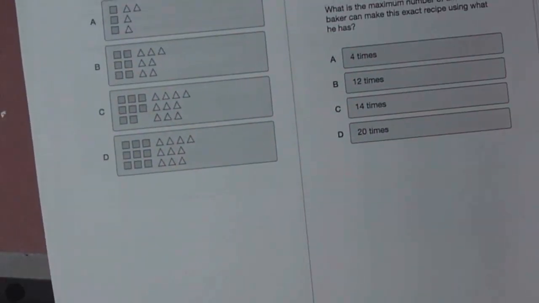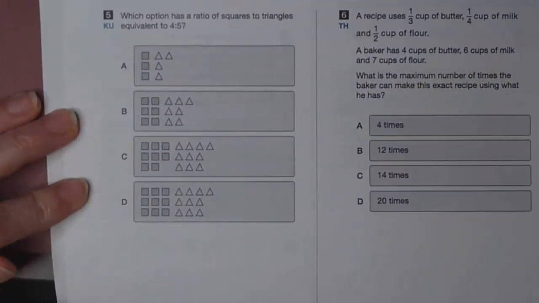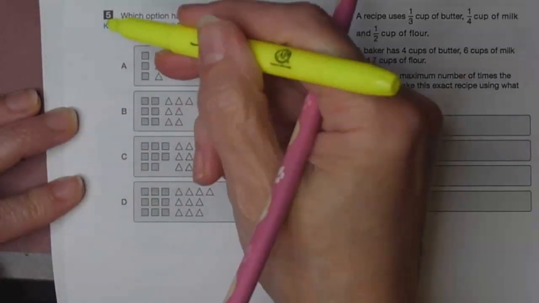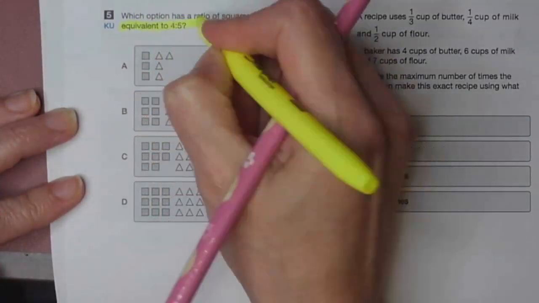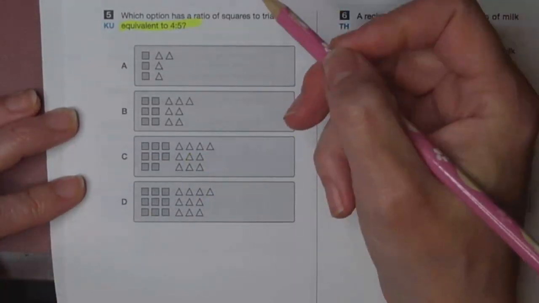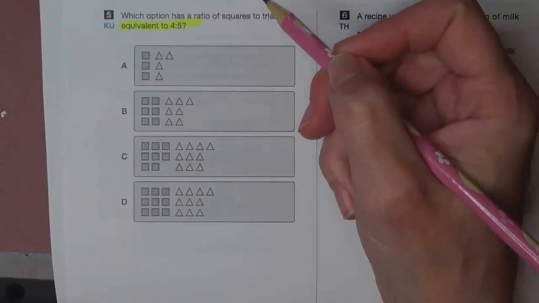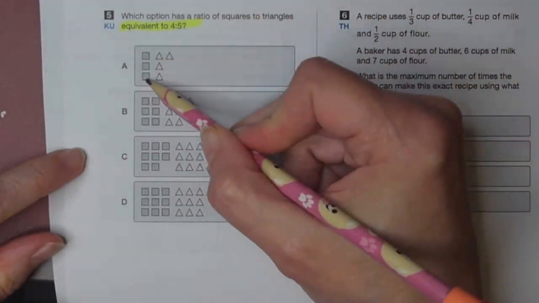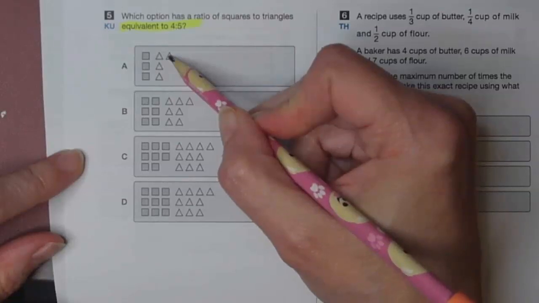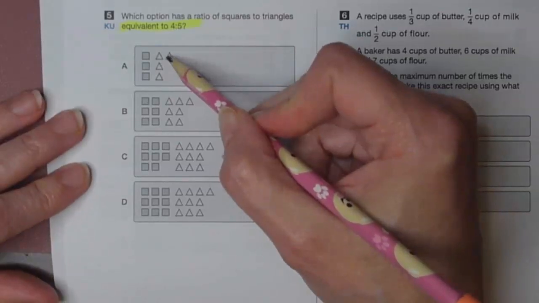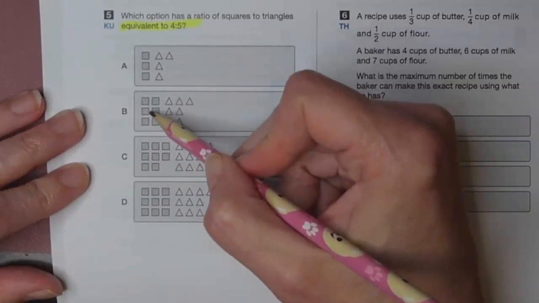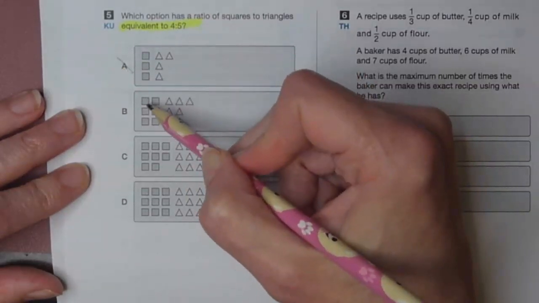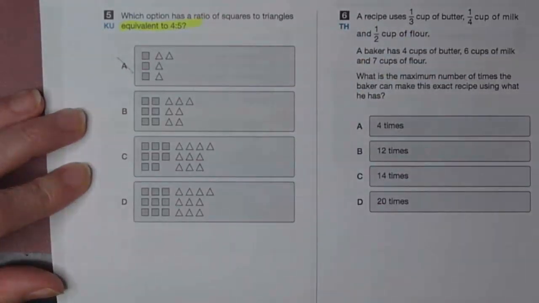Next page. Okay, you're going to get some pictures like this. And it says, which option has a ratio of squares to triangles equivalent? Oh, make sure you understand what they're asking. Equivalent to 4 over 5. Okay, so you could scale it up or you could scale it down. Let's have a look. This is 3 and this is 4. I don't think that's the same ratio. This is 6. I don't think it's that one. 6 would be like if I went from 4 to 6, I'm scaling that up.